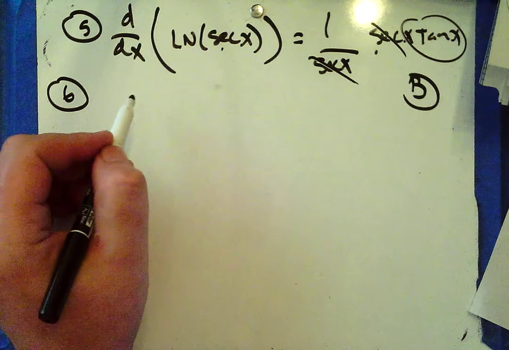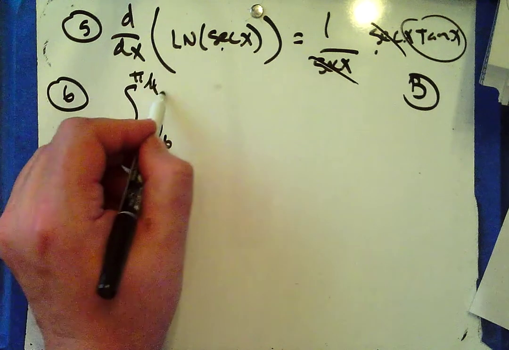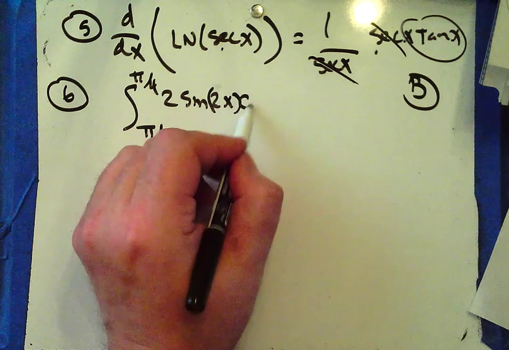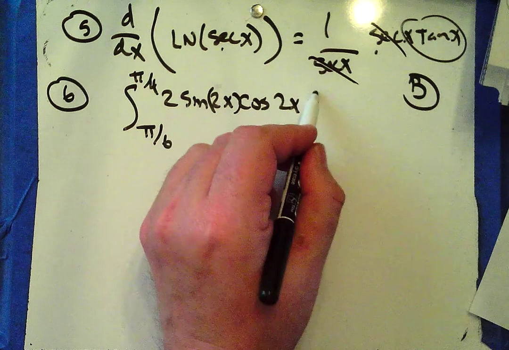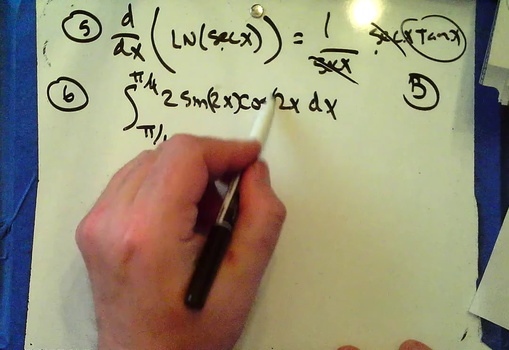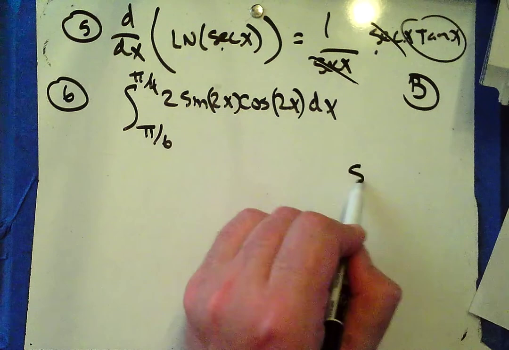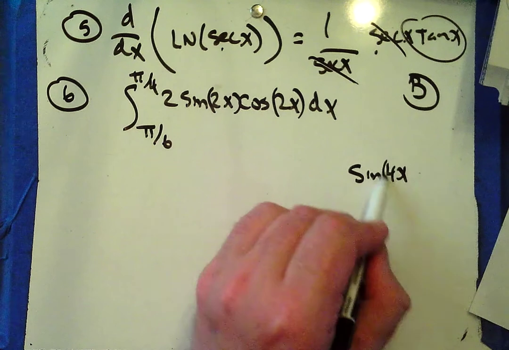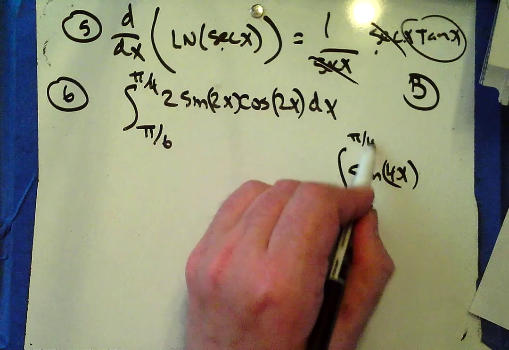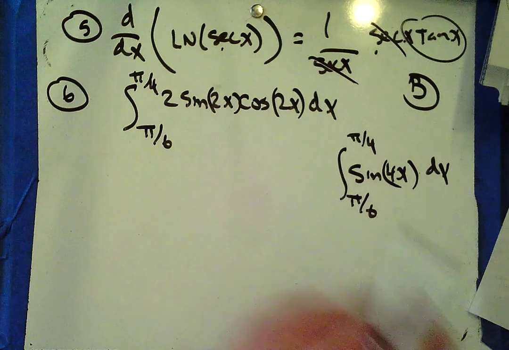6. Problem 6 is the integral from pi over 6 to pi over 4 of 2 sine 2x cosine 2x dx. Okay, so, if I remember my trig identities, this is actually the integral of sine 4x from pi over 6 to pi over 4 dx. And that's a pretty easy antiderivative and evaluation.